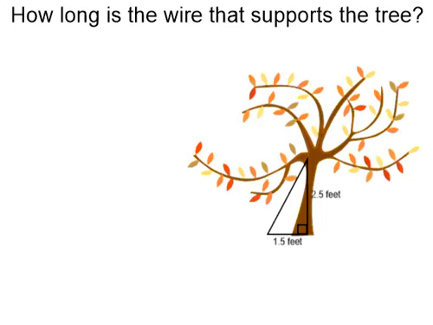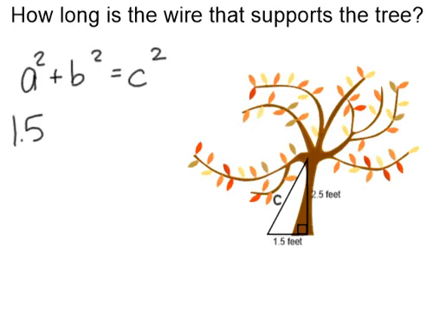All right, next we have a right triangle formed between a tree trunk, the ground, and a wire that is supporting the tree. So set it up just like our other ones. A squared plus b squared equals c squared. C isn't labeled, so I'll go ahead and add that to the diagram. So I'll do 1 and 5/10 squared plus 2 and 5/10 squared is equal to c squared.